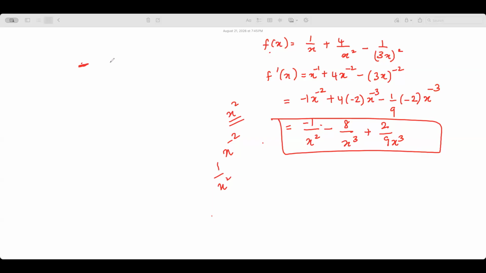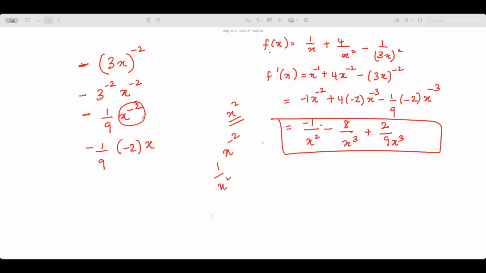So this was minus 3x power of minus 2, correct? So what is happening here? Can I write it down as 3 power of minus 2, x power of minus 2? Only the x, you'll have to find the derivative. What is 3 power of minus 2? Can I write that out as 1 by 9? Can I do that? Now I have to find the derivative, right? So I will write minus 1 by 9. How to find the derivative of that? n is minus 2, right? x power of n minus 1.